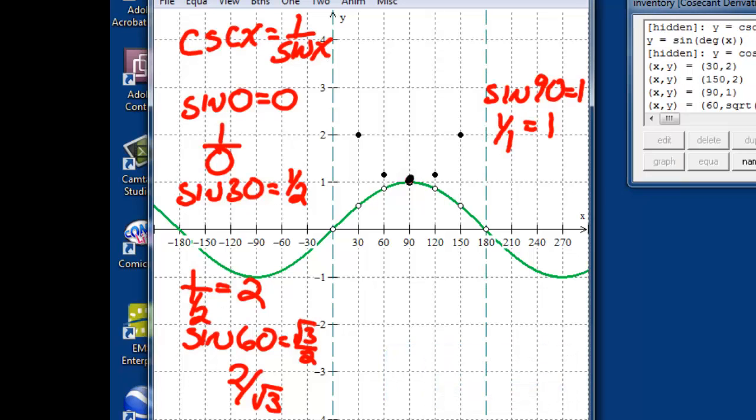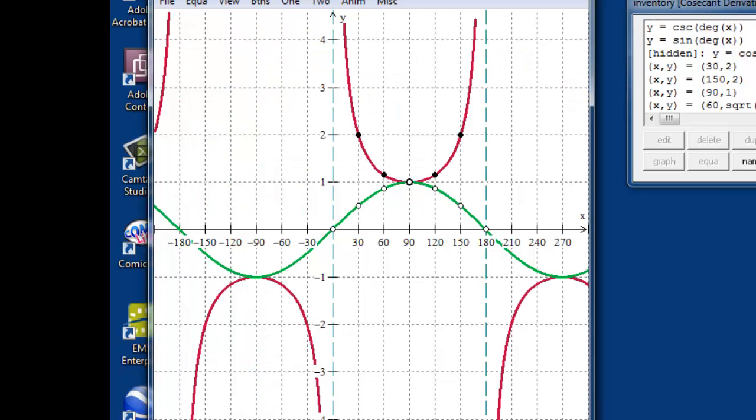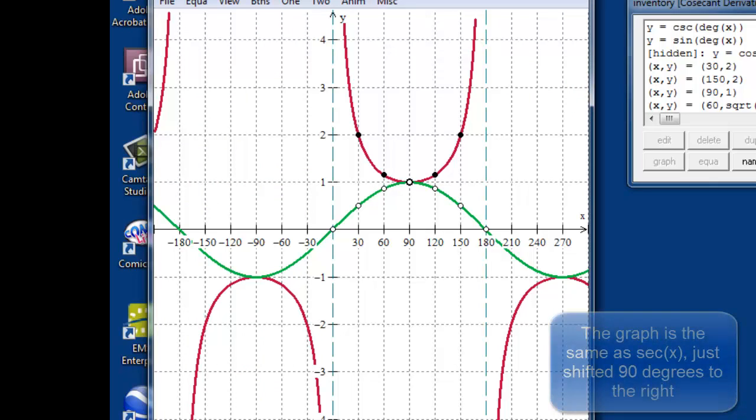If we trace the values and think about what's happening as we go from 150 to 180 degrees, where we're taking the reciprocal or 1 over a smaller and smaller number, we'll see our values for the cosecant become larger and larger. So we get that U-shaped image similar to the one we saw for the secant, only our graph has been shifted 90 degrees.